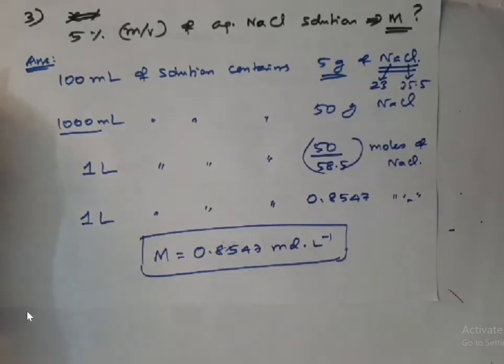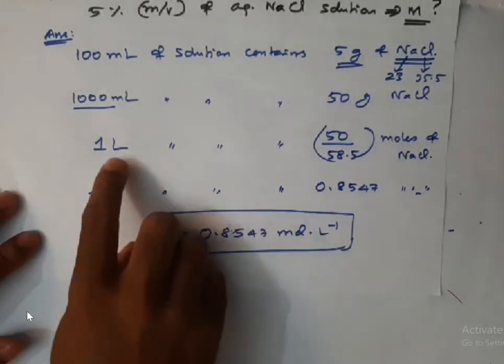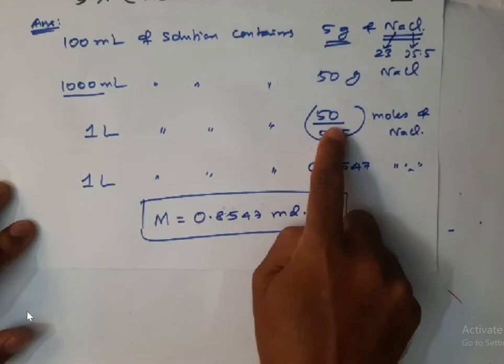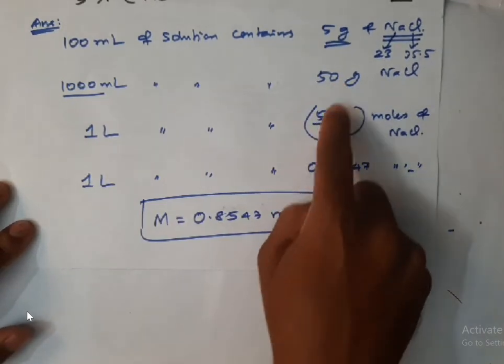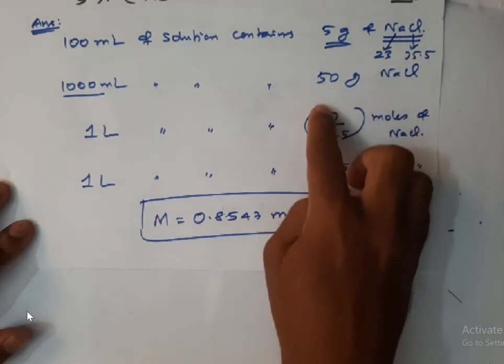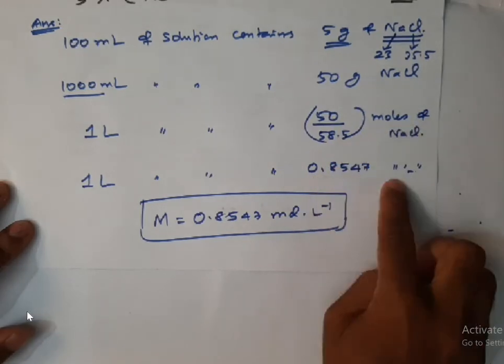Students, is this clear? Any doubt in this? Sir, can you explain the last step again? Yeah. Listen, see here I just converted gram into moles, mass into number of moles. How to do that? Just divide the mass by molar mass, you'll get number of moles. So you have this many moles.